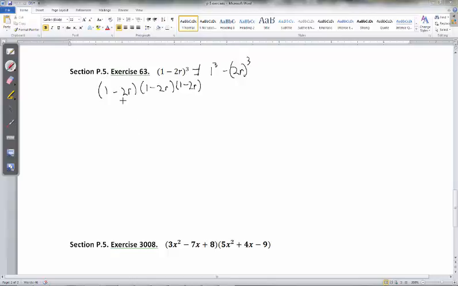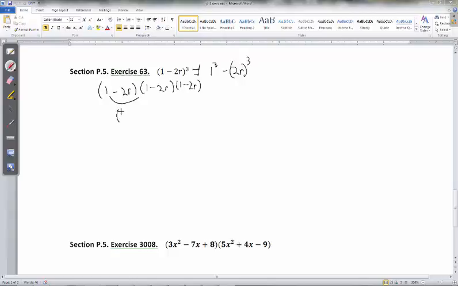There's what (1 - 2r)³ is. So how are we going to do this? Well, we're just going to multiply these things one at a time. I'll multiply two of them together, and then multiply the result times the 1 - 2r I have left. So I do my binomial work on these.